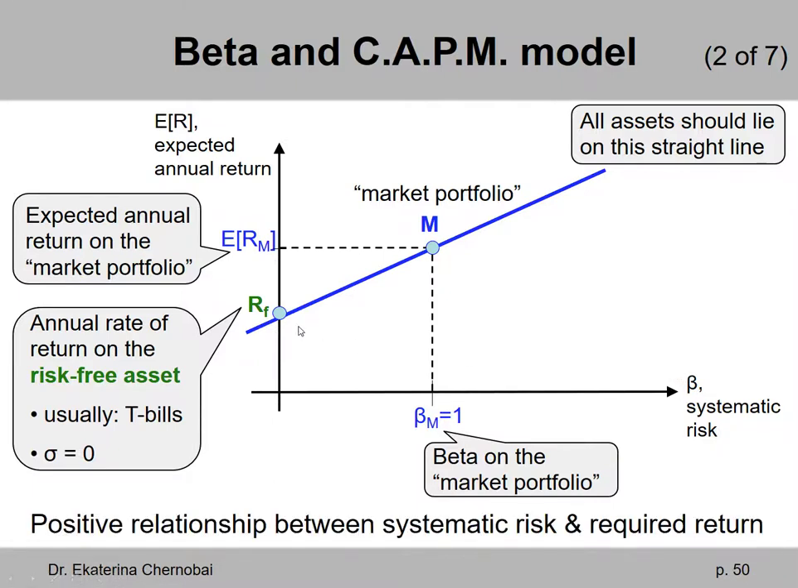You can notice that the line slopes up and to the right, which means we are talking about the positive relationship between systematic risk and required return. And this is what you should have expected because of this phrase, high risk, high return. So the higher the beta, the higher the expected return.